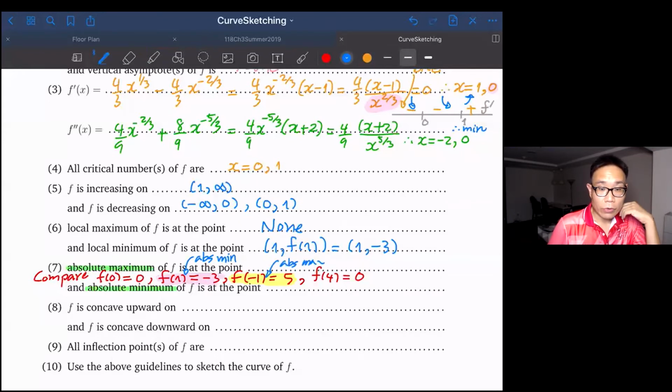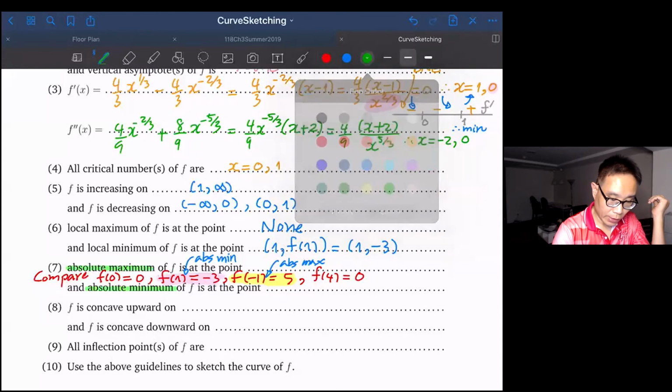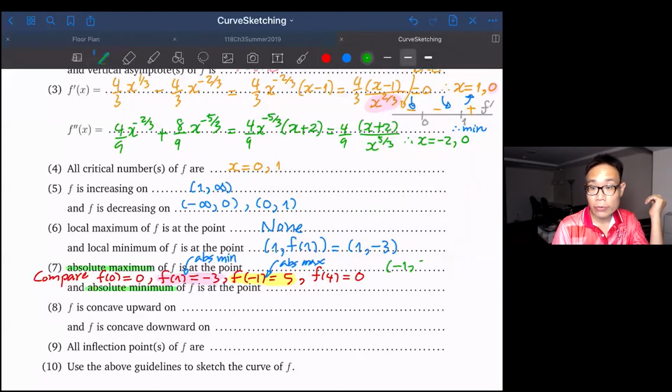Okay, so for the absolute maximum, the way that we're going to answer is not just the value. The question asks about the point, so it's going to be (-1, 5). So I'm going to answer this one in this way: (-1, 5). And for the absolute minimum, it's going to be (1, -3).